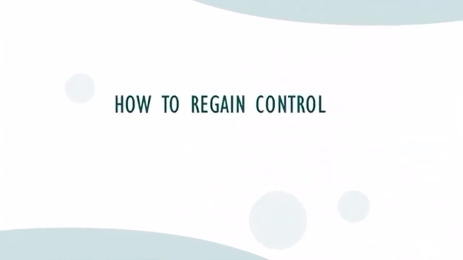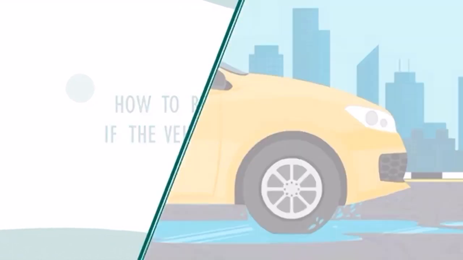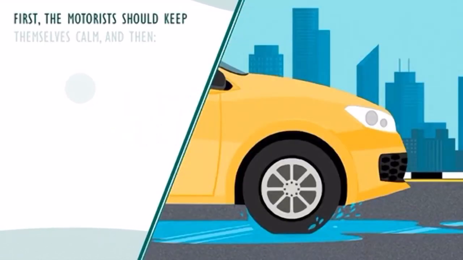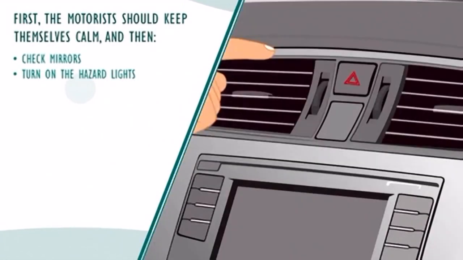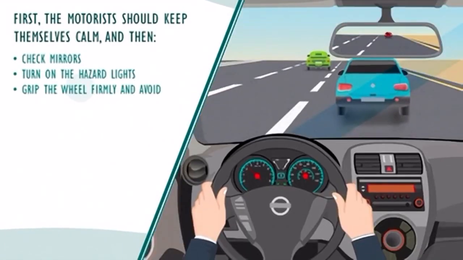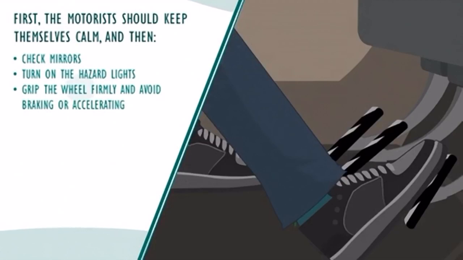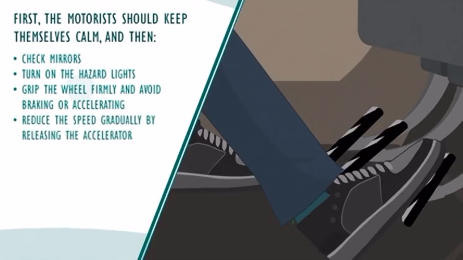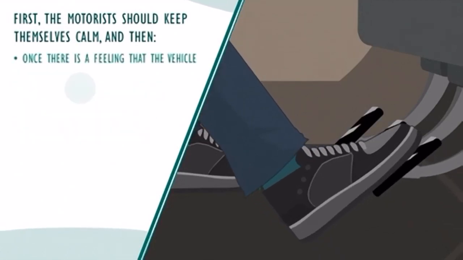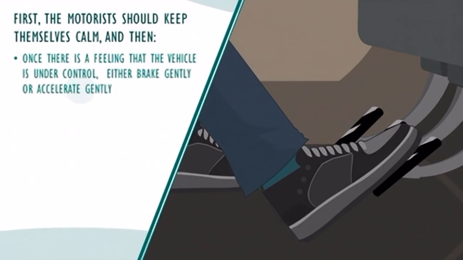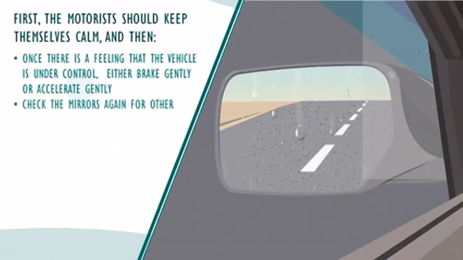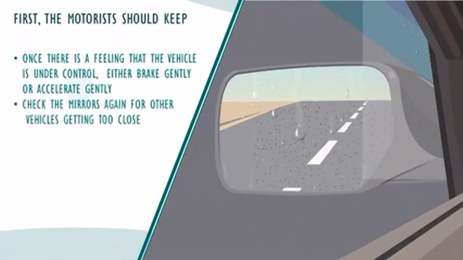How to regain control if the vehicle aquaplanes. First, the motorists should keep themselves calm, and then check mirrors, turn on the hazard lights, grip the wheel firmly and avoid braking or accelerating. Reduce the speed gradually by releasing the accelerator. Once there is a feeling that the vehicle is under control, either brake gently or accelerate gently. Check the mirrors again for other vehicles getting too close.